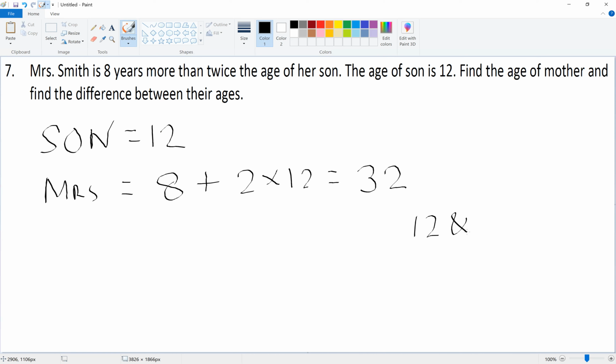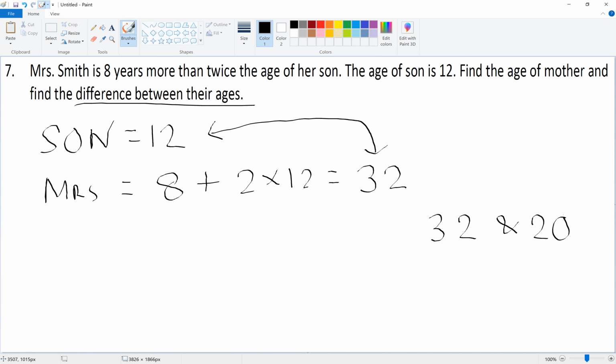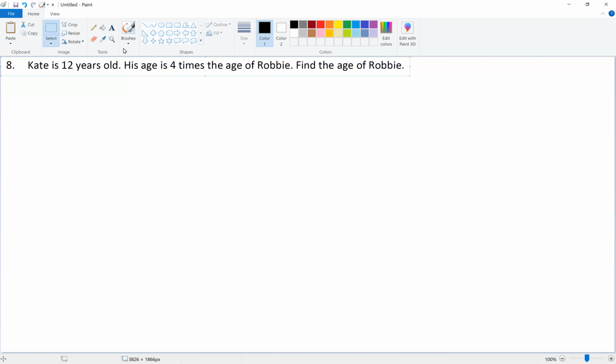So the answer is 32 and 8. Difference between their ages. Yeah. So 12 and 32 is 8. Oh no, sorry. 20. This was a straightforward question. This one also should be straightforward.